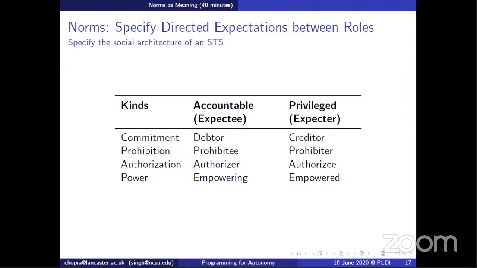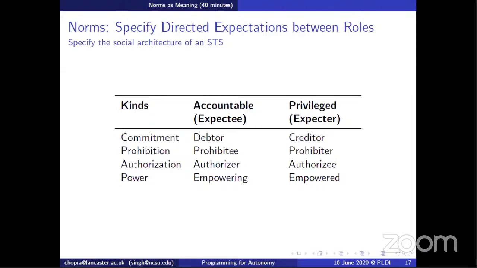progresses. And like you saw, there are four kinds of norms. In a commitment, the expectee is known as the debtor, and the expector is known as the creditor. The idea being that the debtor has to do something for the creditor to discharge the norm. And if you think in terms of accountability, then the accountable party is the debtor. So in the example that Munindar discussed earlier, the seller commits that if payment is made, then goods will be delivered. Then the debtor is the seller, because it is the seller who has to discharge the commitment, who owes the commitment to the buyer. And the buyer would be the creditor here. So the buyer has the privilege that the expectation captures, and the seller is the accountable party.